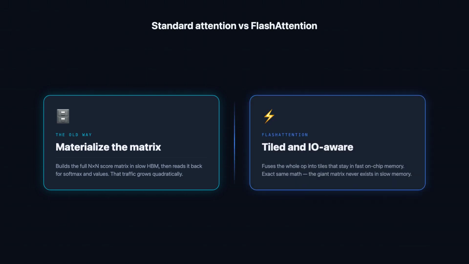Flash attention refuses to ever store that big matrix. Instead, it fuses the whole operation and works in small tiles that stay inside the chip's fast on-chip memory. Because it's aware of where data lives and how expensive each move is, it does the exact same computation while the giant matrix simply never exists in slow memory.